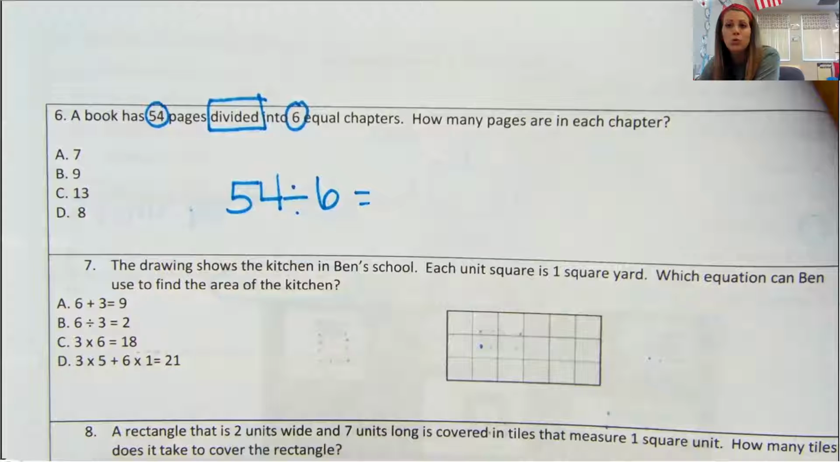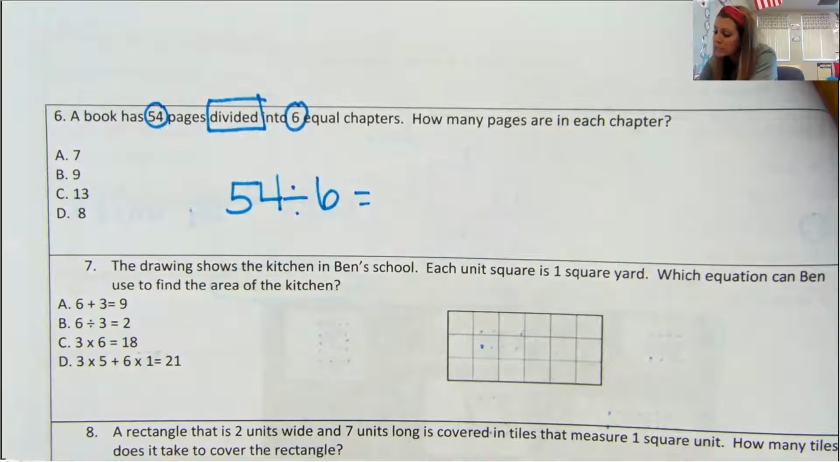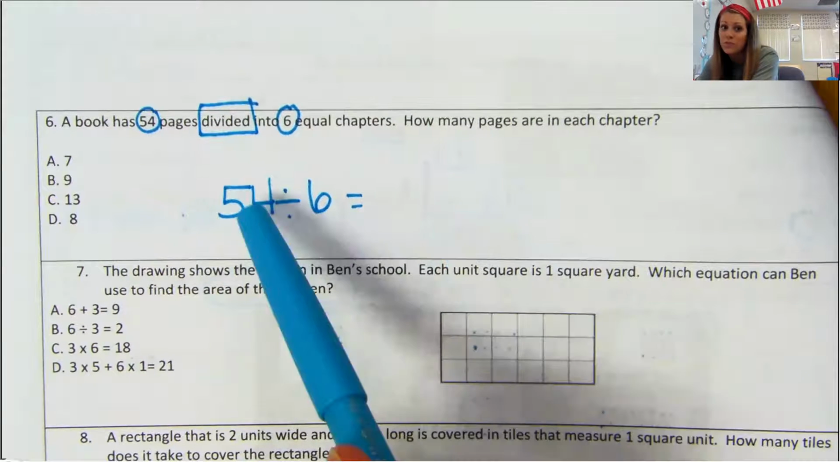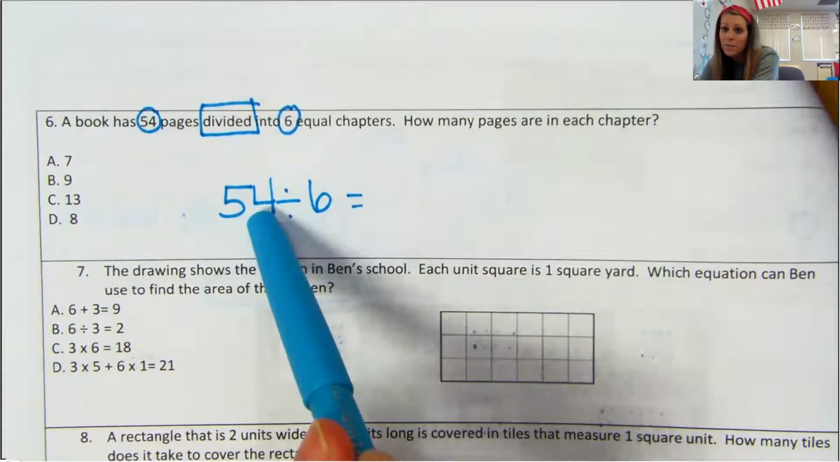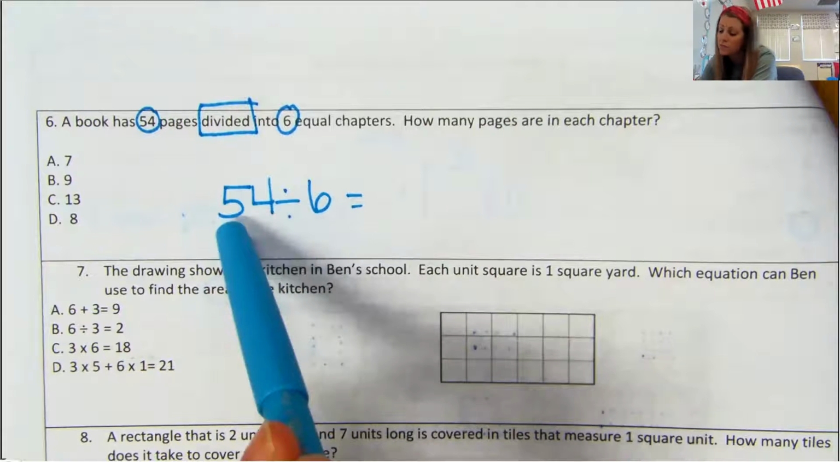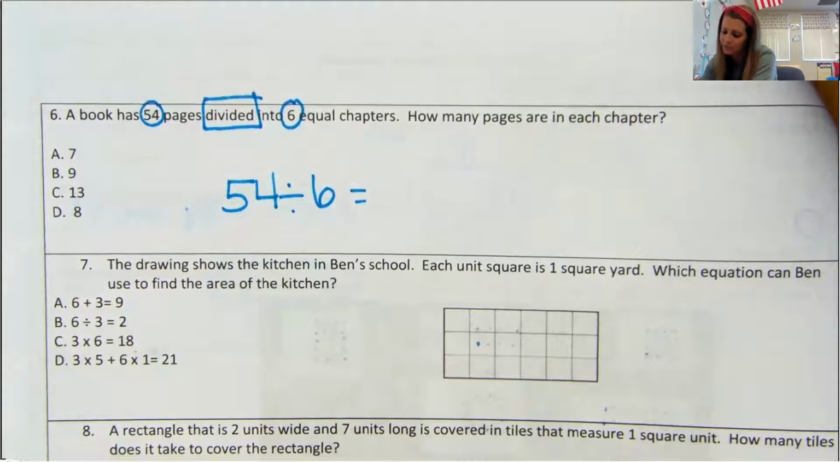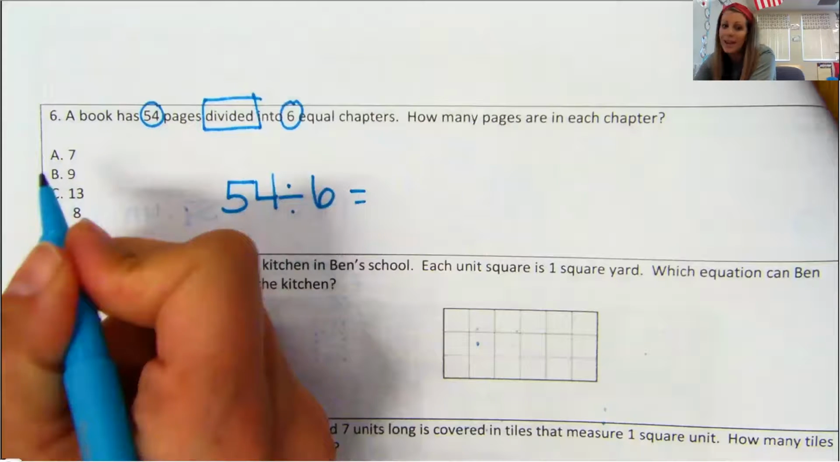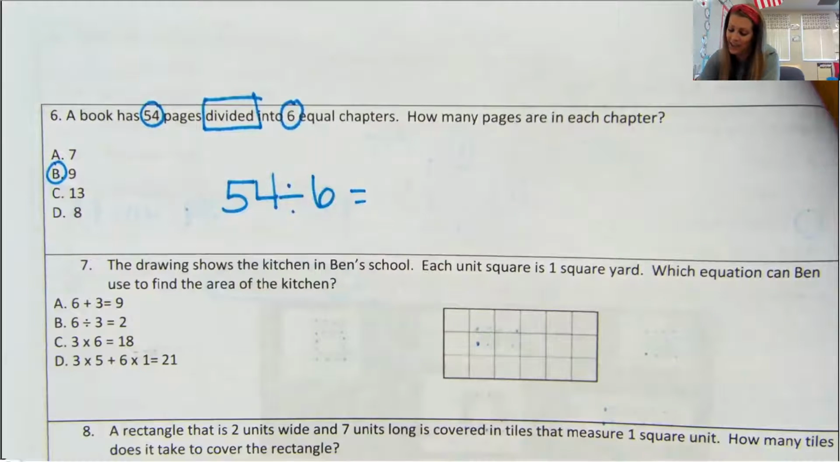So here you could have drawn a picture if you needed to, or hopefully by now, you know 6 times something equals 54. What is that? What's the answer? Or what is 54 divided by 6? You should have gotten 9. Okay, you should have gotten B.